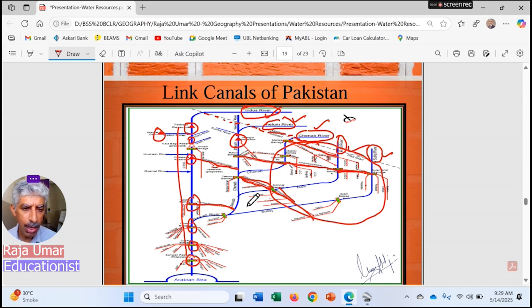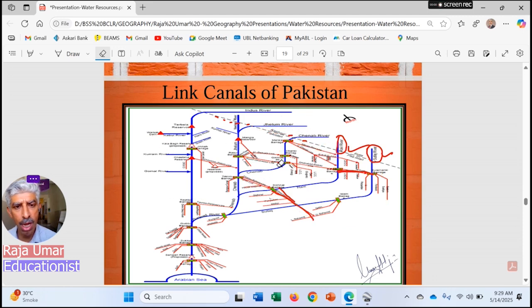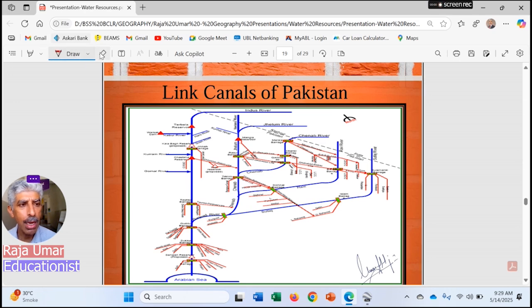So this is how, as I told you, these are not the only canals, but there are so many other canals which are bringing waters of these link canals to the larger area to get them irrigated.